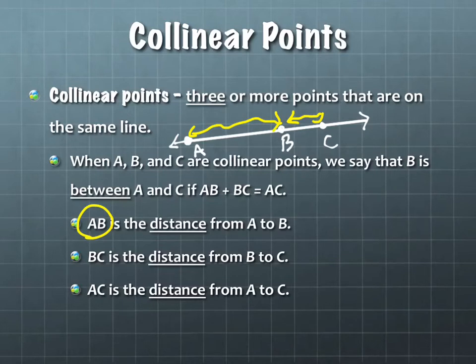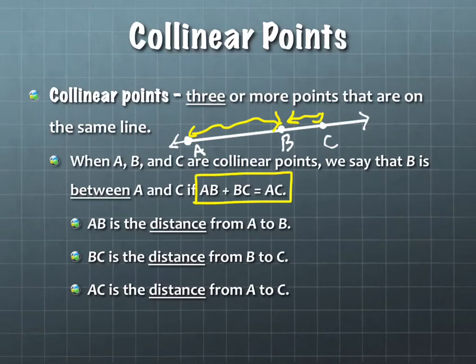So if there's nothing on top of those two letters side by side, it means the length. How long is it? If you were to measure it with a ruler, what would you get, kind of thing? Okay? So that's distance or length. We can do the same thing with BC, and we can do the same thing with AC.